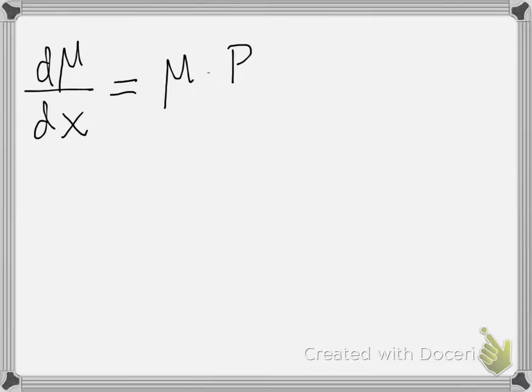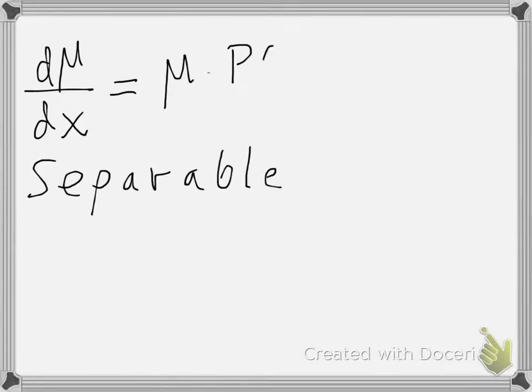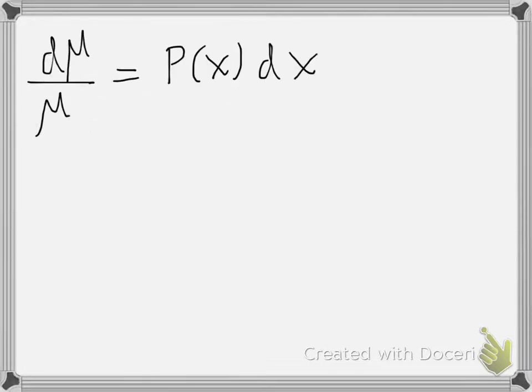And this is a differential equation. This is actually a separable differential equation. The function p is actually a p of x. It depends on x. And that's the one type of differential equation so far that we've learned how to solve, a separable differential equation. So we can solve this. Separating the variables onto opposite sides of the differential equation, we obtain d mu over mu equals p of x dx. Here mu is the dependent variable and x is the independent variable.